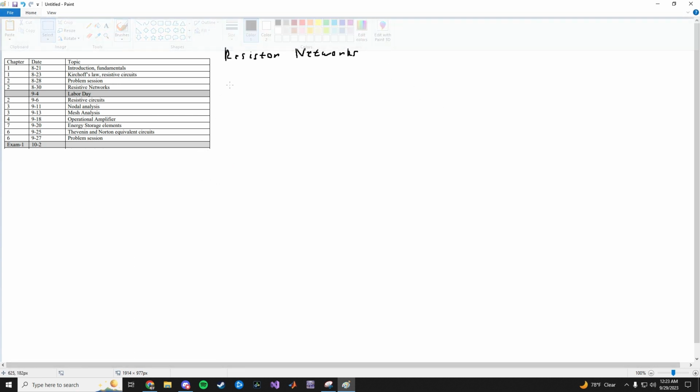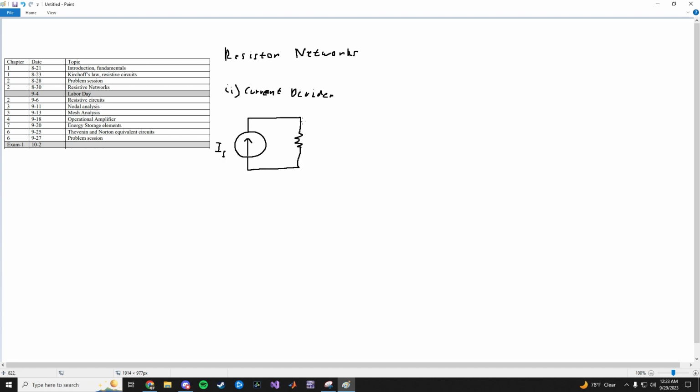So the current divider is the same concept. So 2, the current divider. Usually this one is written with a current source, IS, and then 2 parallel resistors. Notice the voltage divider was a series connected circuit. Now this one's parallel with the current source. So it's like a dual relationship. They're called duals. You have voltage and current as a dual.